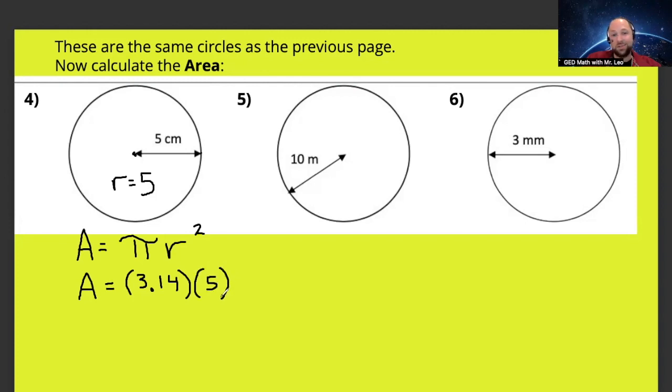Now, here's how I like to do it. That second power means the radius times itself. So let's just show a second instance of 5. See how this is pi times the radius squared?